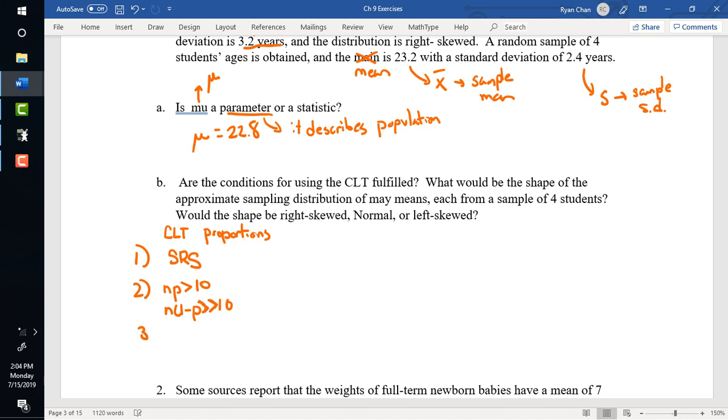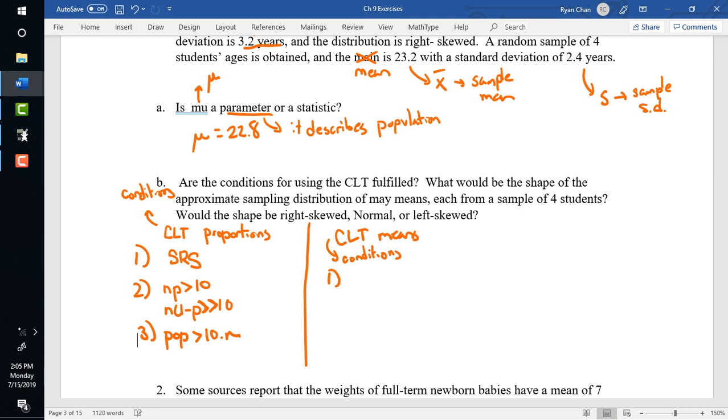And then the third one is population is greater than 10 times n, okay? So central limit theorem for means, yeah, we have to be very careful. There are 2 different sets of conditions: central limit theorem conditions for proportions, and central limit theorem conditions for means.